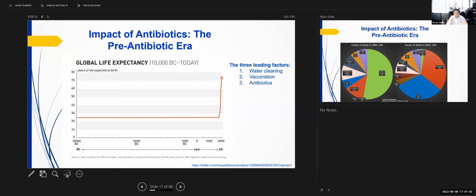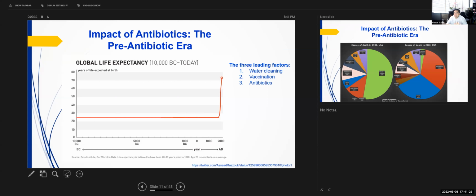But at least from 10,000 BC to 1850, most of us were dying at 25 years old. We were living very short lives. We were living probably very miserable lives. And these lives were marked by disease, okay?